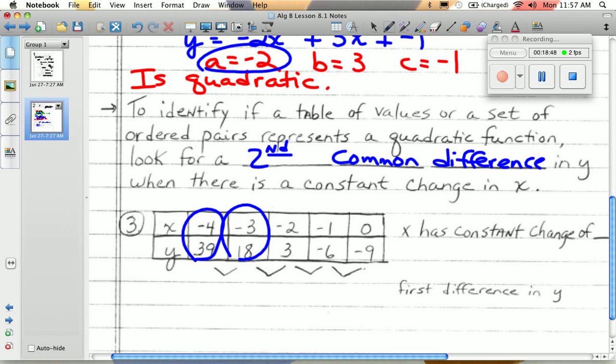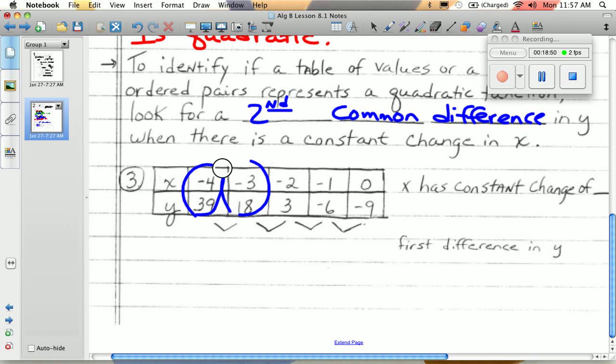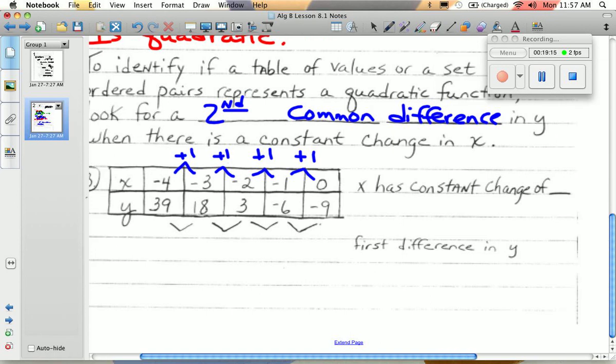Okay. So what we're going to do is go to our table, and the only thing we have to worry about with the x's is, are they making a constant change? What's happening with the x's? They're going down by 1? Or up. They're actually going up by 1. So all of these are going up by 1. As long as all of them are doing the same thing, and they are, we can say x has a constant change of 1. So now I can check to see if it's quadratic or not. I can use all of the y values in that table.